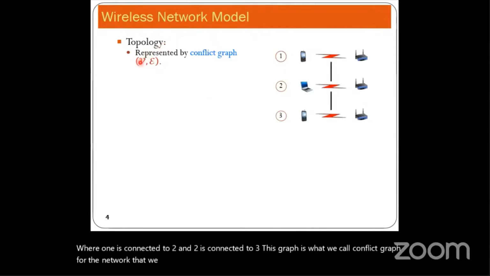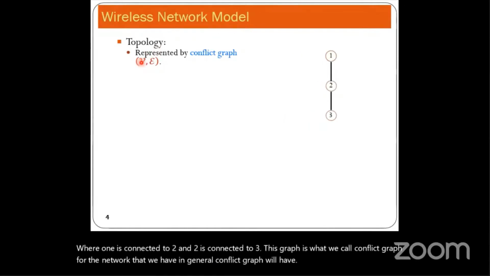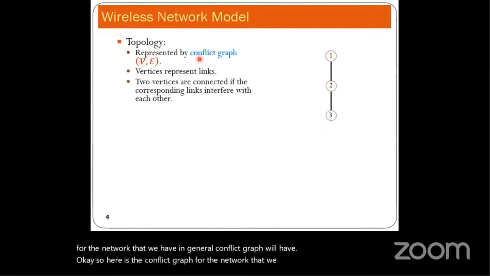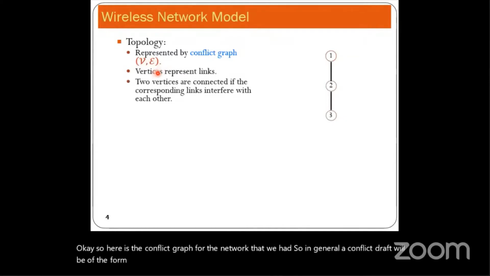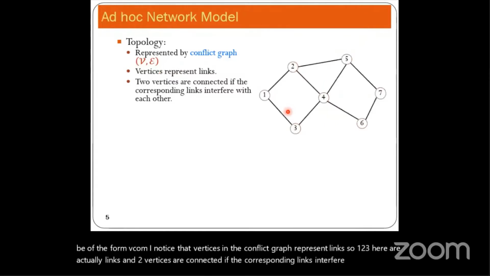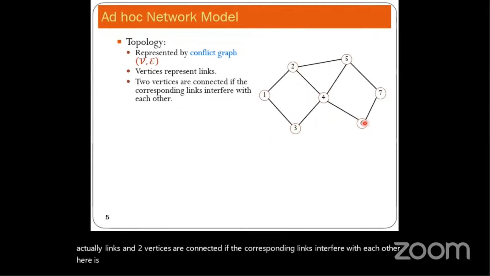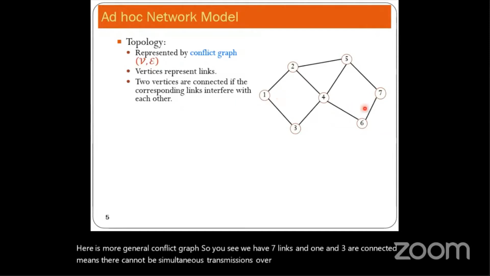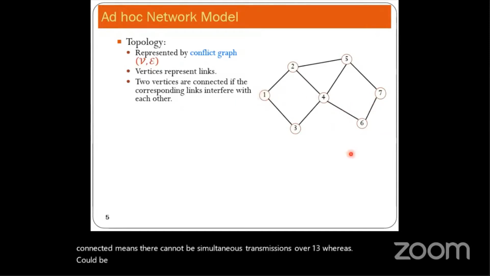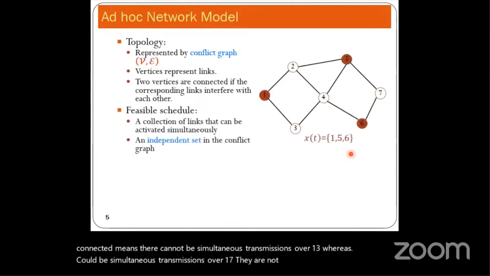In general, a conflict graph will be of the form V, E. Here is the conflict graph for the network that we had. Notice that vertices in the conflict graph represent links. So 1, 2, 3 here are actually links, and two vertices are connected if the corresponding links interfere with each other. Here is a more general conflict graph. You see we have 7 links, and 1 and 3 are connected, which means there cannot be simultaneous transmissions over 1 and 3, whereas there could be simultaneous transmissions over 1 and 7. They are not connected. So this is how we represent interference constraints in the network.